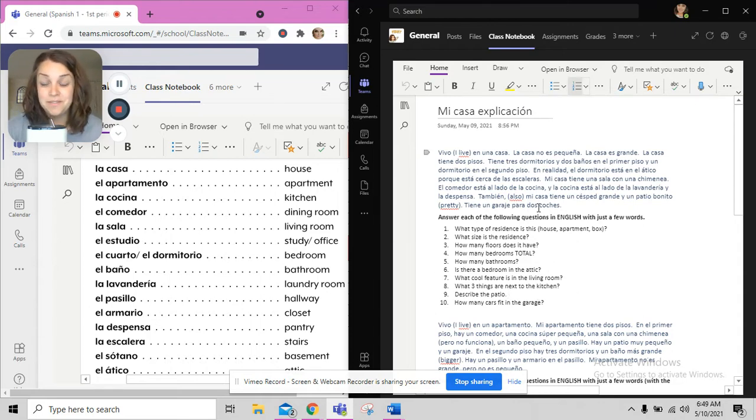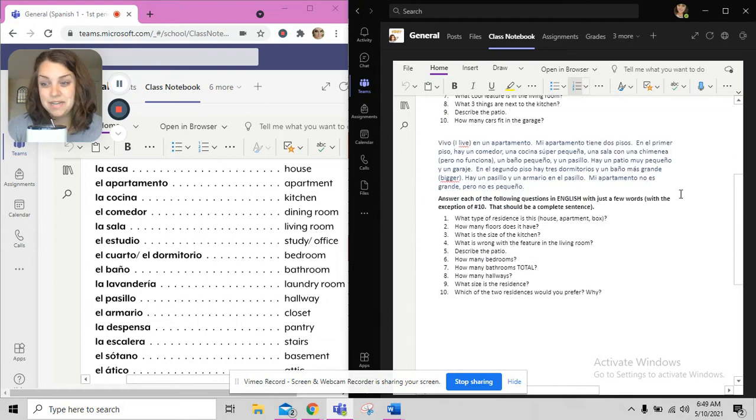All right, so that was the first paragraph. Let's go on to the second one here. This next one says, vivo en un apartamento. Mi apartamento tiene 2 pisos. En el primer piso hay un comedor, una cocina súper pequeña, una sala con una chimenea, pero no funciona, un baño pequeño y un pasillo.